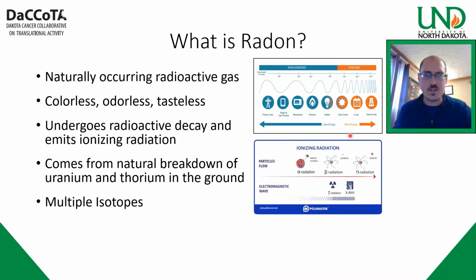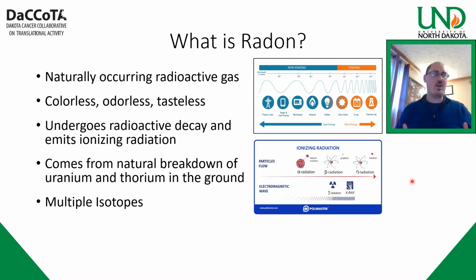Another type is particle flow, where particles are actually released from, say, the radioactive product. There's alpha and beta radiation, and we'll see more in detail, especially alpha radiation. That's really what happens when we're talking about radiation and radon.